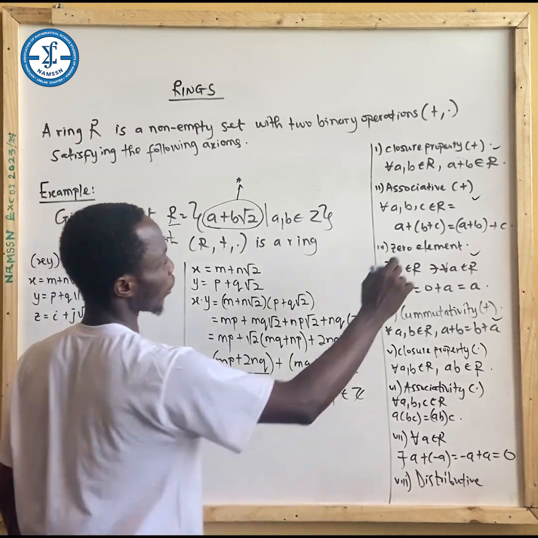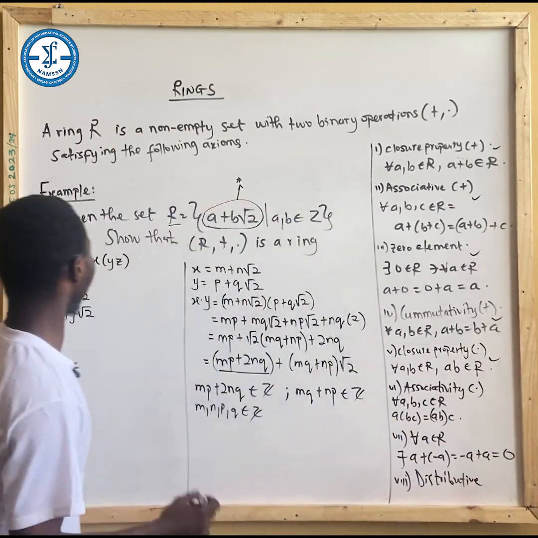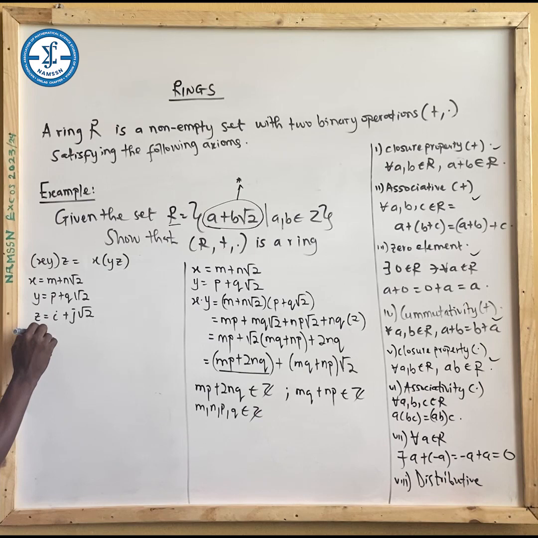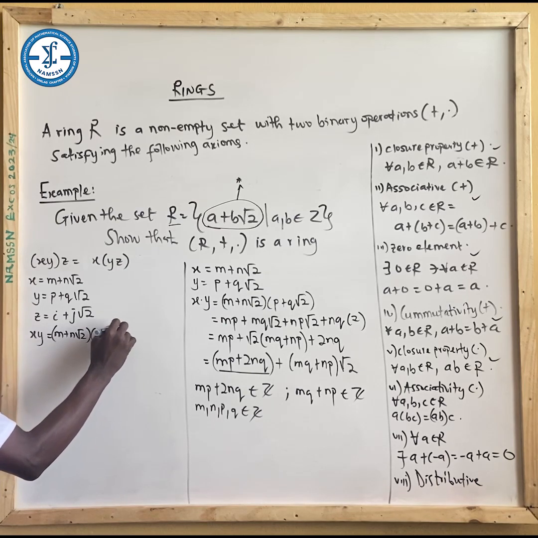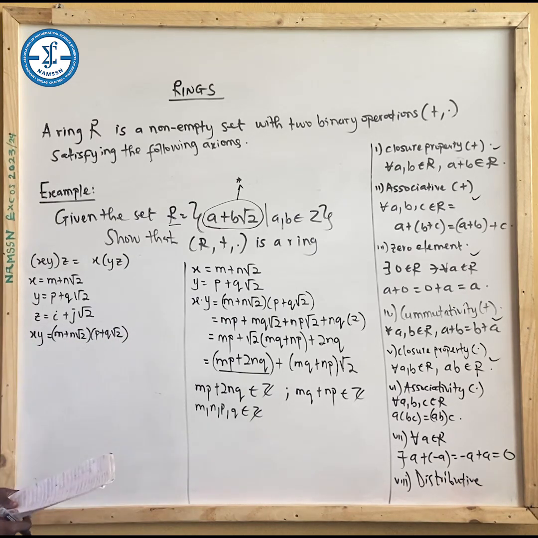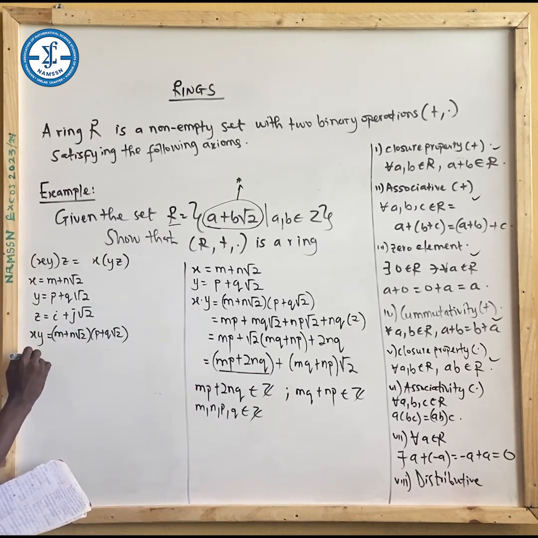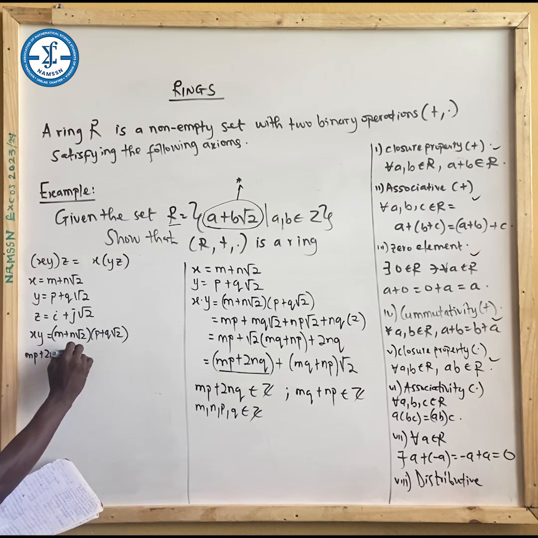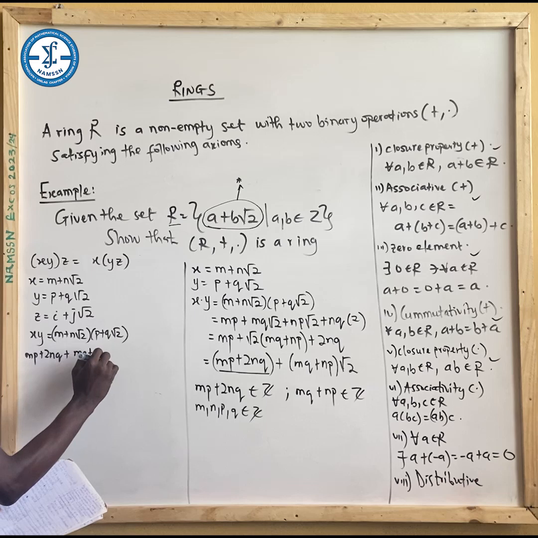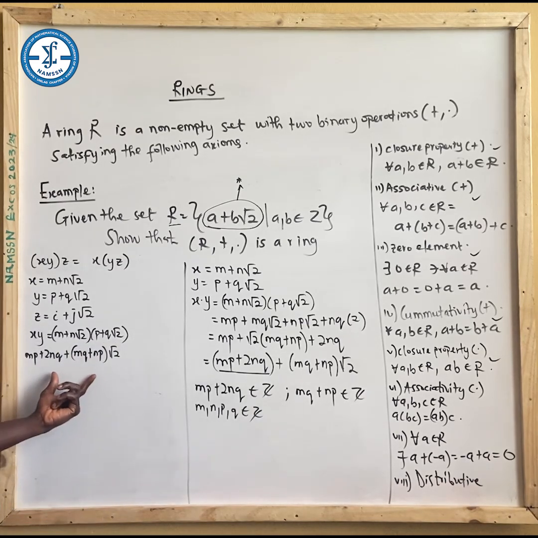We've proved from the beginning associativity for addition. I think we've proved this. This is the next one we are going to. So XY will be n plus n root 2 multiplied by p plus q root 2. I think we've been able to show x times y here, which is np plus 2nq plus nq plus np root 2. So this is what our x times y is.